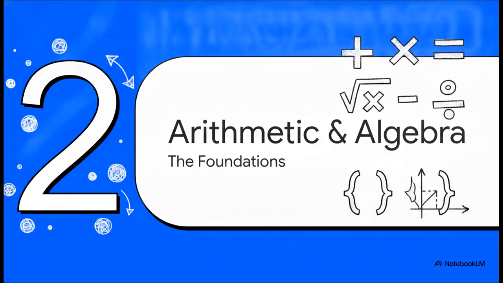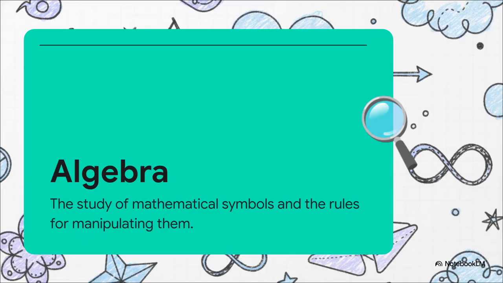Moving right along to section 2, arithmetic and algebra, the foundations. So let's look at the foundational dialects most of us grew up with. First up, arithmetic. This is the study of concrete numbers and your basic operations. You have 2 apples, you add 3 more, you have 5. Super straightforward. But then we introduce algebra. This is the study of mathematical symbols and the rules for manipulating them. While arithmetic deals with hard, concrete numbers, algebra introduces this totally revolutionary concept of using symbols to represent the unknown. It's really the crucial bridge from specific, everyday counting to universal problem solving.